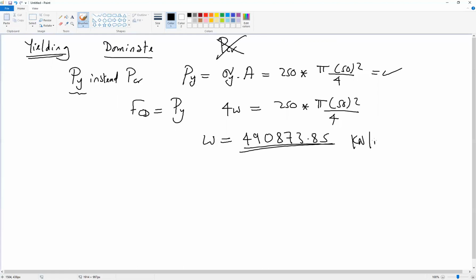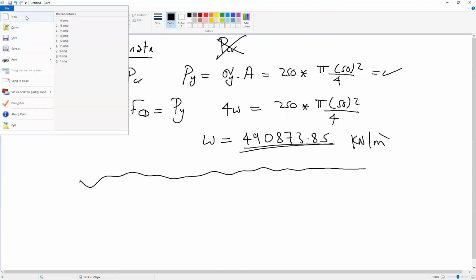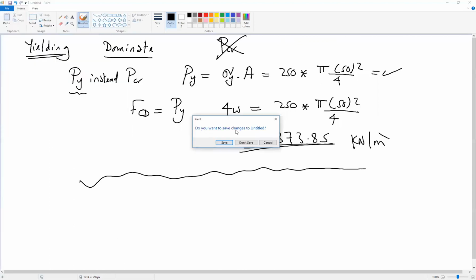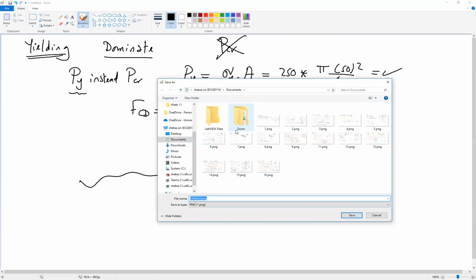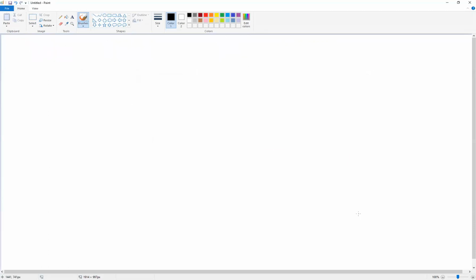But this is the idea if there is no buckling for this problem. Do you have any other question in buckling? No. Okay. So now we finish the first part of our tutorial today. Now we can shift to the second part, which is torsion.